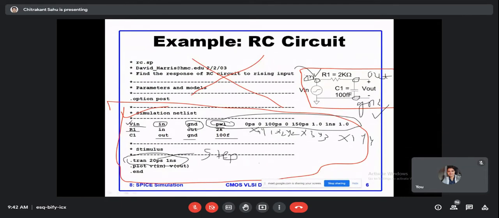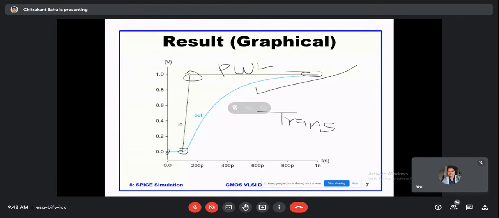Each 20 picosecond it will calculate some value of output voltage corresponding to the input voltage. Again after 20 picosecond, what is the input voltage there, and it will calculate the output voltage, and by combining all the points it will make a graph. That is your low pass filter RC circuit, and this is the response. So this will be like a capacitor charging in nature.